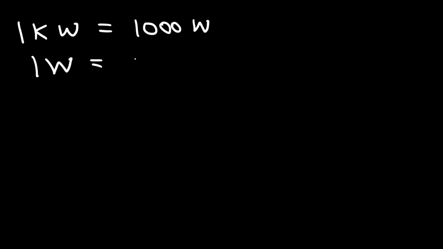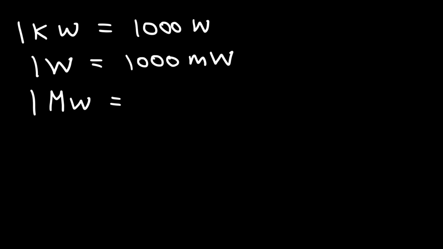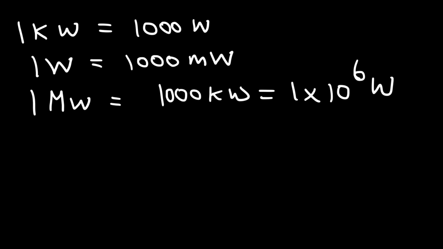Now let's talk about the units. A kilowatt is equal to 1,000 watts. 1 watt is equal to 1,000 milliwatts. And sometimes you may see megawatts for very high power industrial applications. A megawatt is 1,000 kilowatts, which is 1 times 10 to the 6 watts. And so those are some units that you may want to keep in mind.